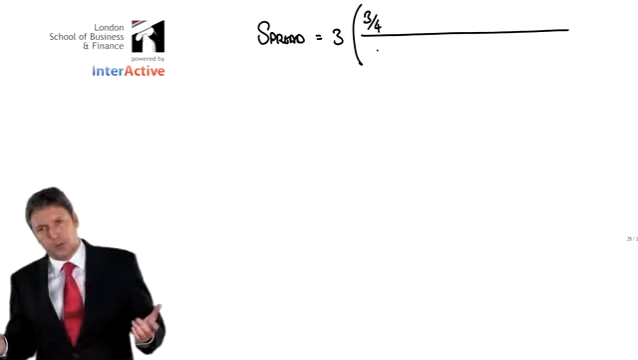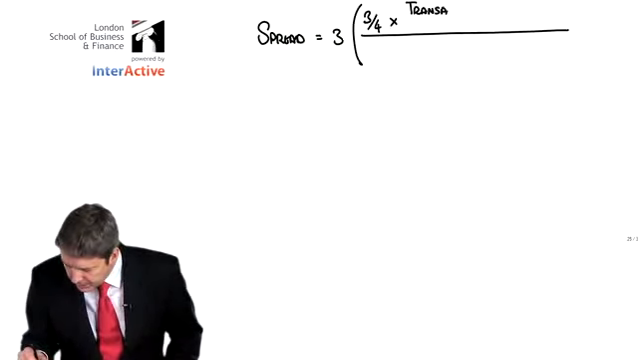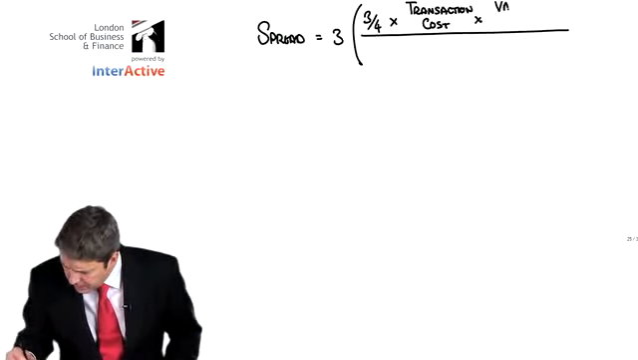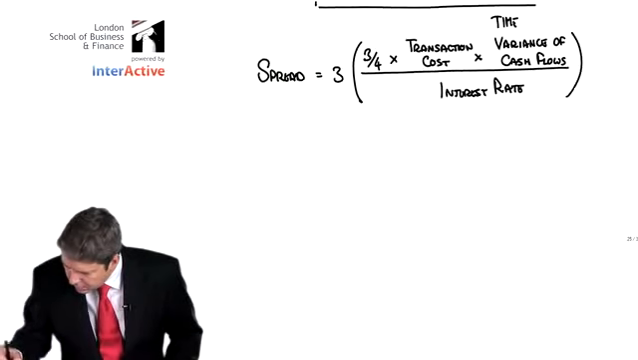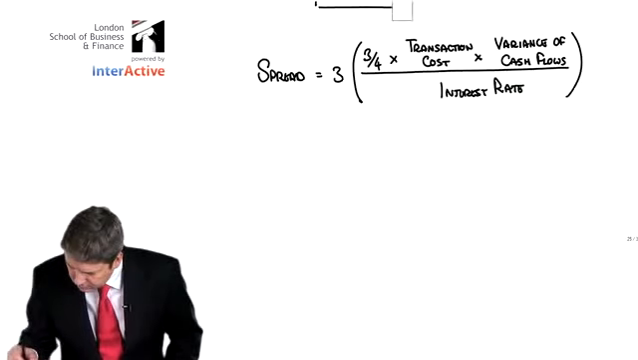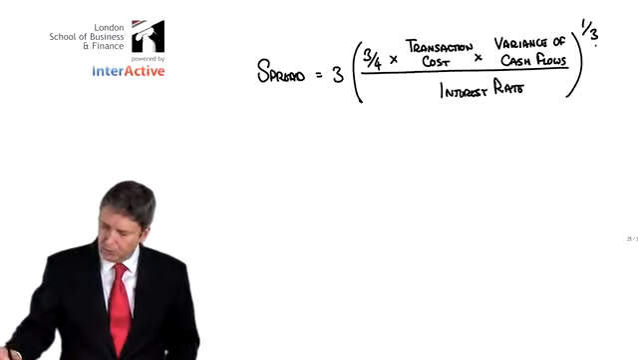3 multiplied by open bracket 3/4 multiplied by the transaction cost multiplied by the variance of the cash flows divided through by the interest rate, close bracket, to the power 1/3.